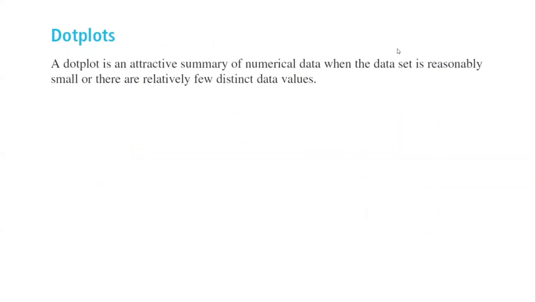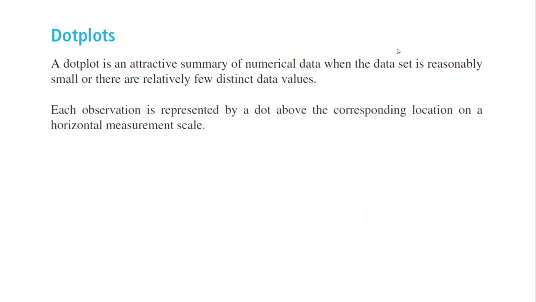Other than stem and leaf, you can use dot plots. A dot plot is a way to represent the data, and it easily helps you to identify any outlier. Each observation is represented by a dot. And if you have repeated observations, you're going to put dots on top of each other.